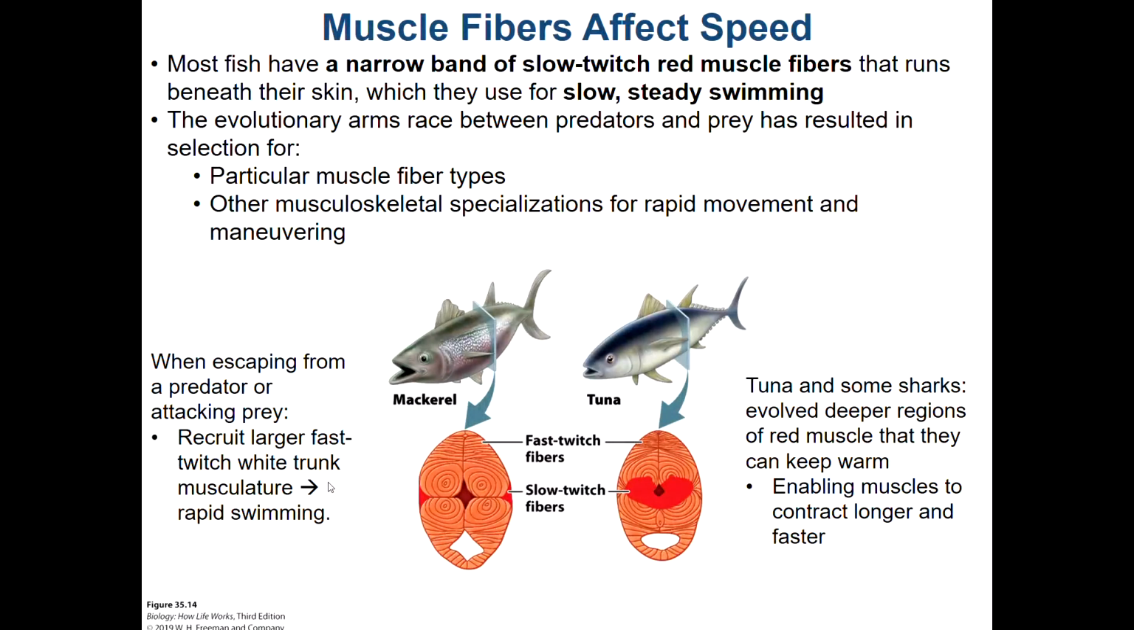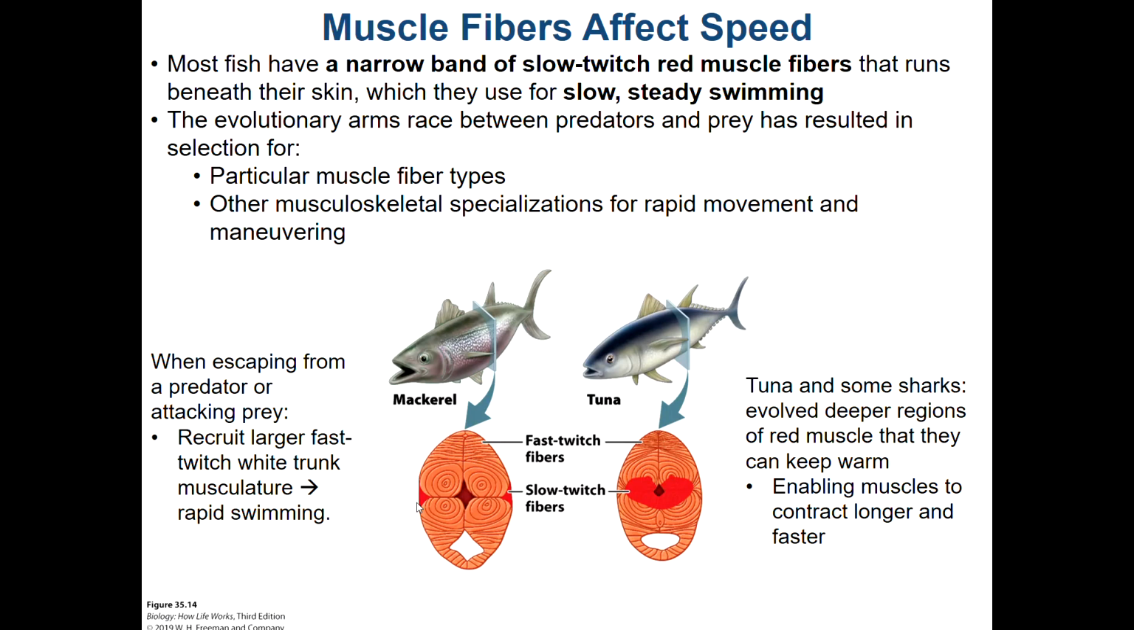So let's think about how these different fibers might affect speed, and specifically look at fish in this example. Most fish have a narrow band of slow twitch red muscle fibers that run beneath their skin, which they use for slow, steady swimming. If we look at the mackerel here, here are our red slow twitch fibers, and you can see it's just a very small strip that's running along the side of the fish.